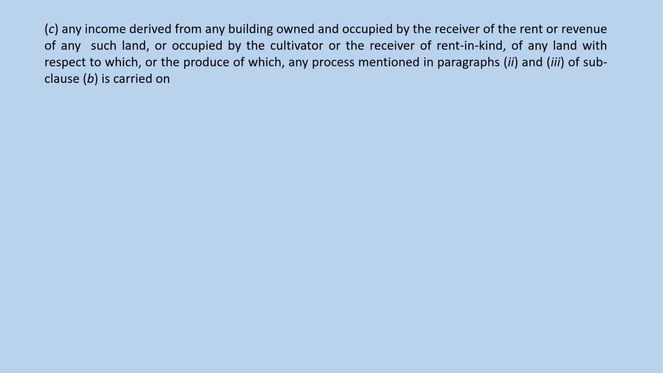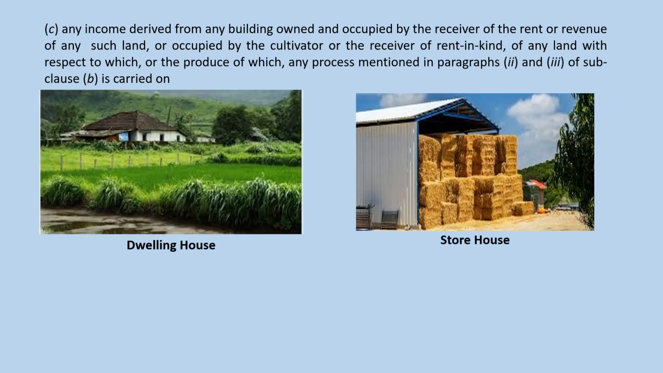Any income derived from any building owned and occupied by the receiver of the rent or revenue of any such land, or occupied by the cultivator or the receiver of the rent of any land with respect to which, or the produce of which, any process mentioned in paragraph 2 and 3 of subclause B is carried on. That means, now suppose there is a dwelling house which is situated near or on the agricultural land, or there is a storehouse which is situated near or on the agricultural land.